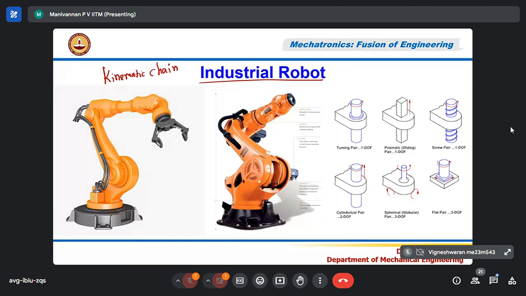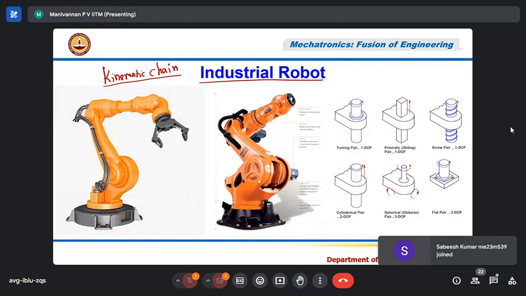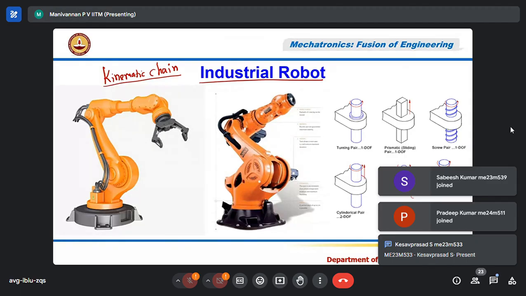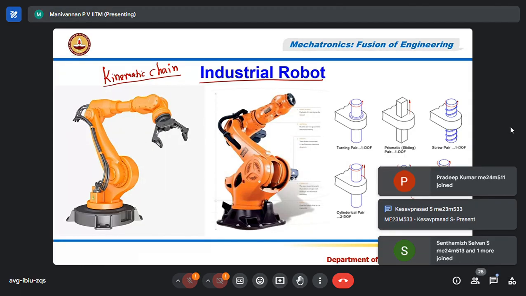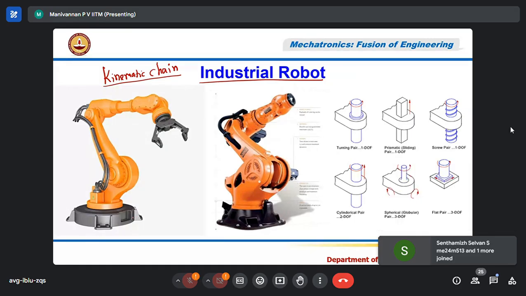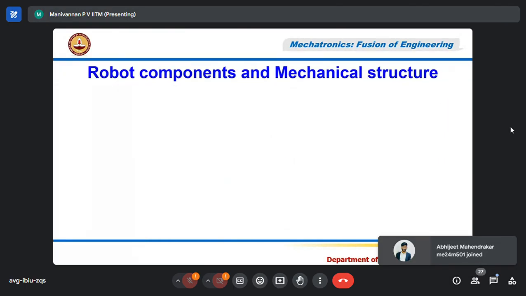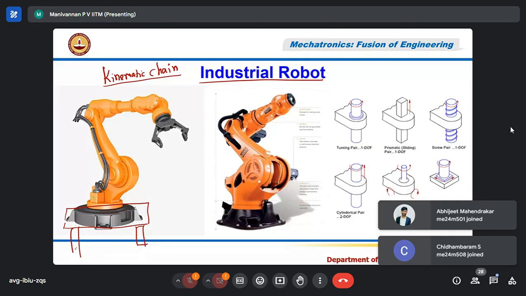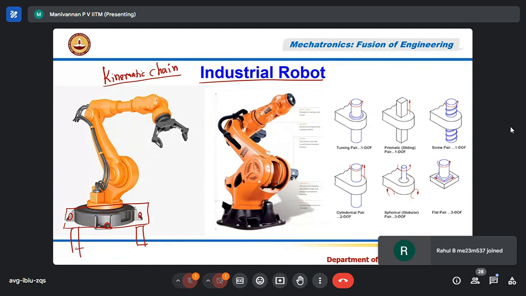A kinematic chain is nothing but a few mechanical links joined by appropriate joints, so they can be useful for doing some task in a given workspace. For example, this is an industrial robot. There is a table, or some platform, on which the bolts are fixed, so that the robot remains stable when it is moving. Otherwise, it will fall or tilt. Correct? That should not happen.